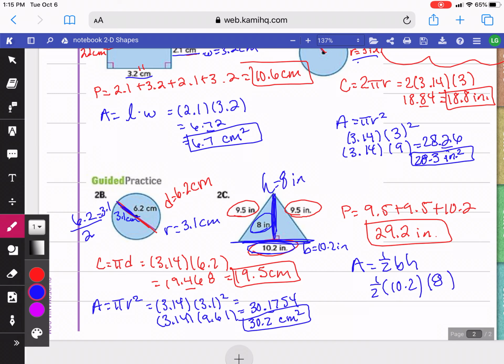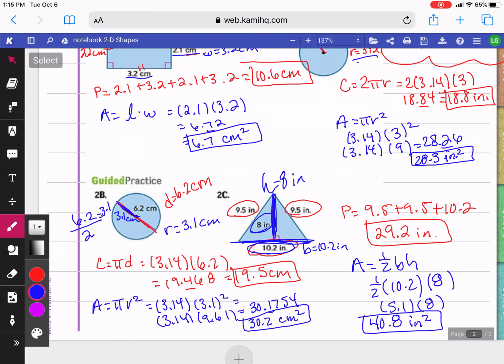I would start with half of 10.2, or 10.2 divided by 2, which is 5.1. And then you can multiply by 8. That gives me 40.8, which is already to the nearest tenth. And my units are inches squared.